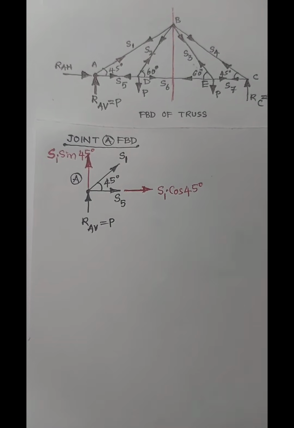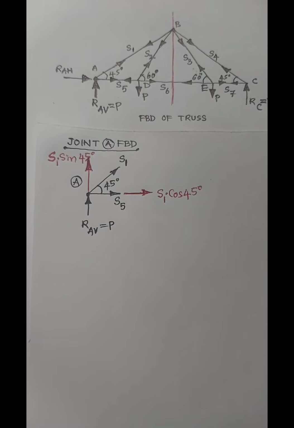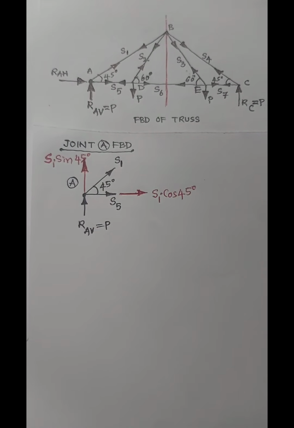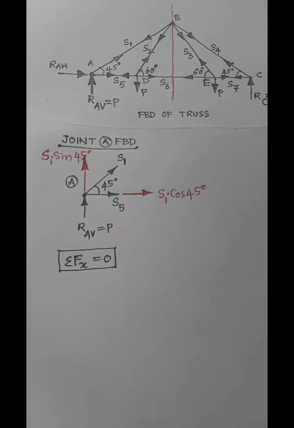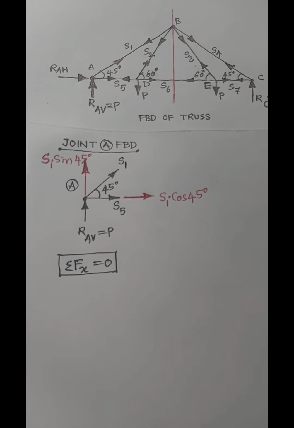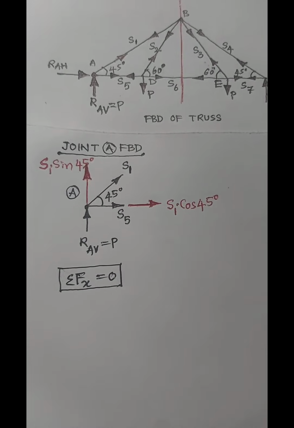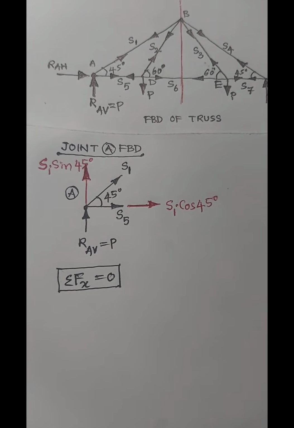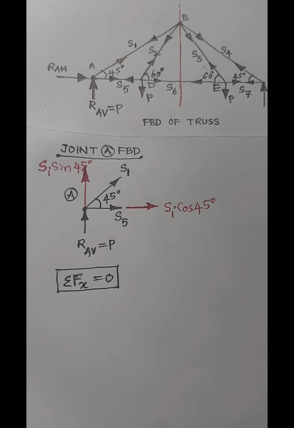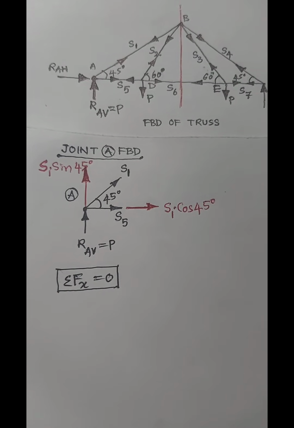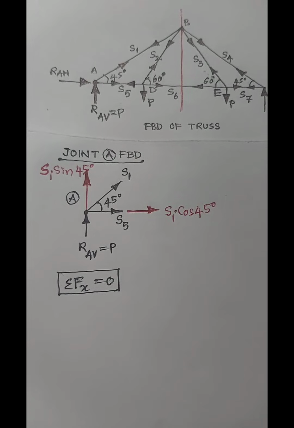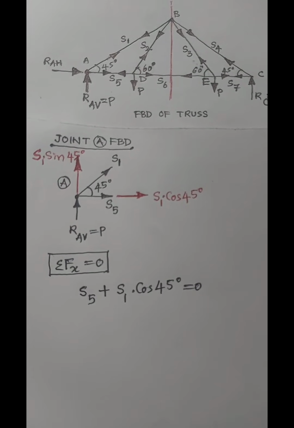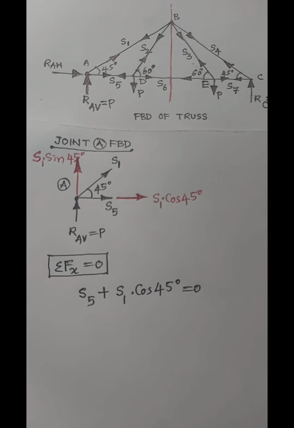On applying equilibrium equations along x direction and y direction, we get two equilibrium equations. Algebraic summation of forces along x direction equal 0. Rightward force we consider as positive. S5 is positive. S1 into cos 45 is also positive. Only two forces are involved along x direction. S5 plus S1 into cos 45 equal 0.